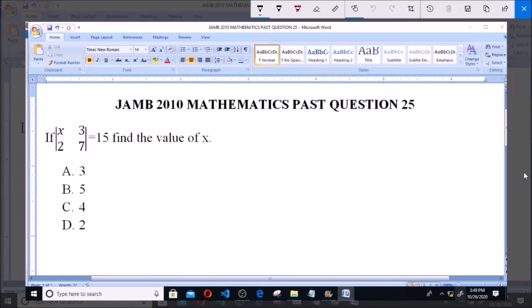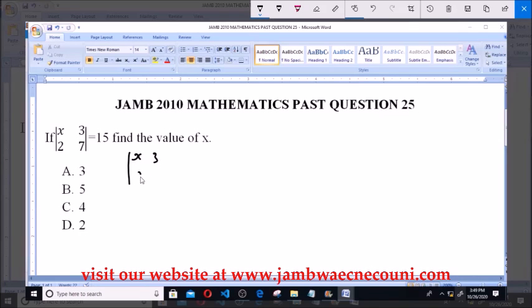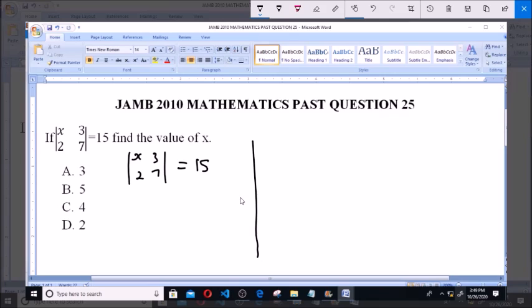Now if you look at this, they've given us the determinant of this matrix. When you see a matrix like this, it simply means that the determinant of this matrix is equal to 15. With this we can find the value of x. It simply means x multiplied by 7 minus 3 multiplied by 2 is equal to 15.